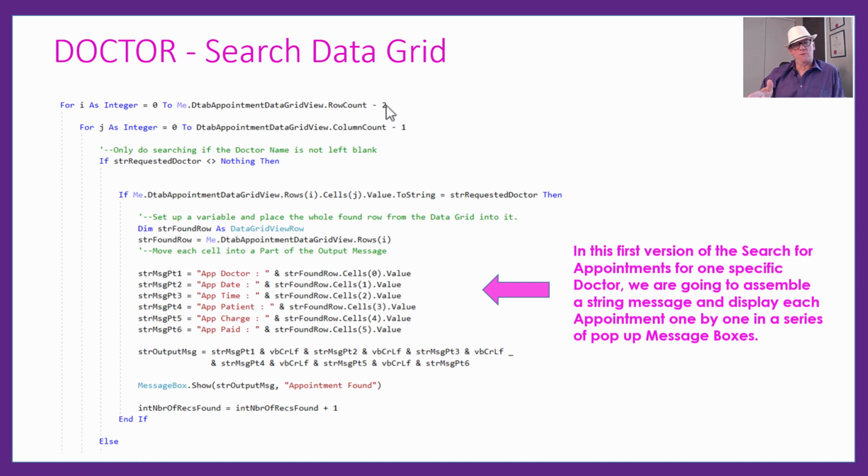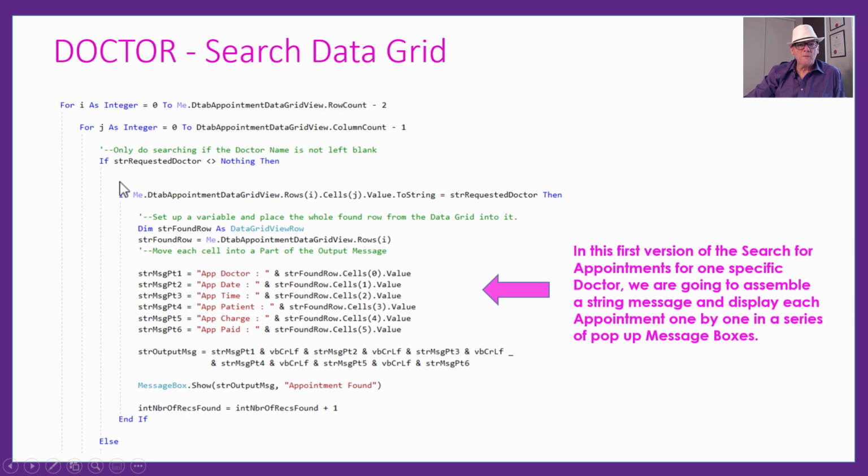So normally we'd need -1 because VB.NET starts numbering at 0 and not at 1. But because we don't want to hit that one at the very bottom that's all blank, we use -2 here. So row count -2. The inner loop, where we're just jumping across and looking at each column, is just the column count -1, because the first column will be column 0 for the doctor, column 1 for the date, column 2 for the time, column 3 is the patient and all that sort of thing. So that's just -1 there.